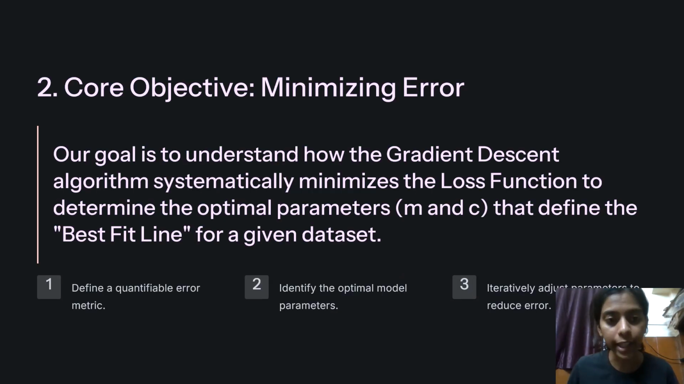Moving to the next slide, that is the core objective. The core objective here is minimizing the error. We do this in 3 steps. Define a quantifiable error metric, usually the loss function. Identify the optimal parameters. There are basically 2 parameters, that is slope and intercept. Iteratively adjust the parameters to reduce the error step by step. Think of it like learning. We make a prediction, measure how wrong it is, and then correct ourselves step by step until we get it right.